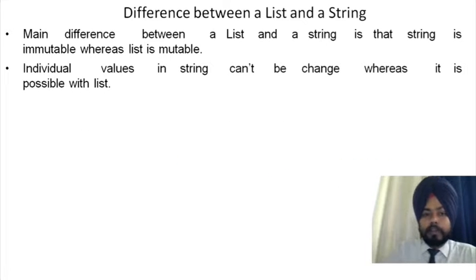Difference between list and string. The main difference between list and string is that string is an immutable data type, whereas list is mutable. Individual values in a string can't be changed, whereas it is possible in a list, meaning we can change the values in a list.